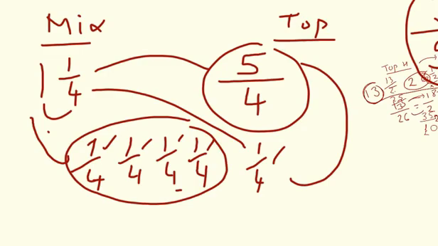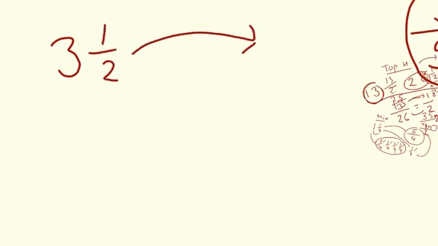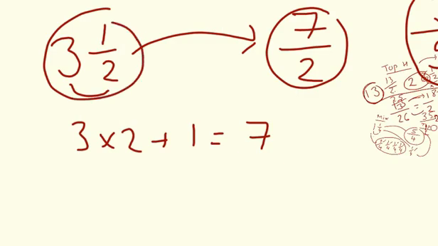Okay. Let's try one more. Let's see if you can do it. 3 1/2. How do we convert that to top heavy? Try it. Okay. 3 times 2 is 6. Yes? So 3 times 2 is 6. Plus the 1 makes it 7. Hence 7 over 2. Hence 7 halves. 3 1/2 is made up of 7 halves.